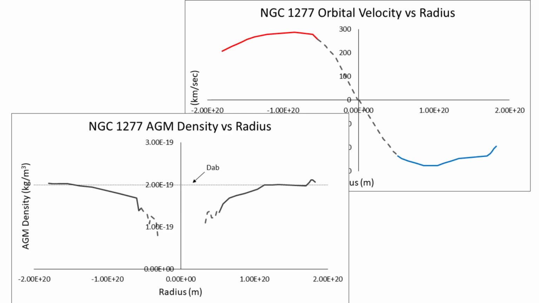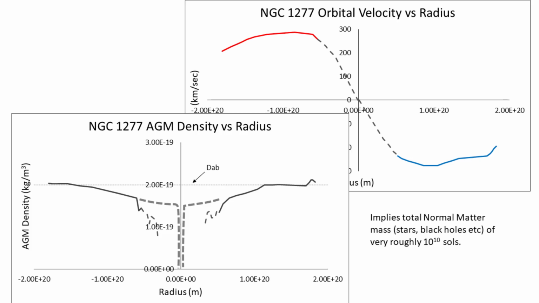We would actually expect the anti-gravity matter density profile to look like this in the centre. So a continuation of the vortex shape into the centre, and then a shared anti-gravity matter boundary around the central core. If the vortex was shaped like that, that implies that the total normal matter mass of the galaxy would be roughly 10 to the 10 solar masses. So this is quite encouraging because this plot does fit the predictions of the anti-gravity matter theory.